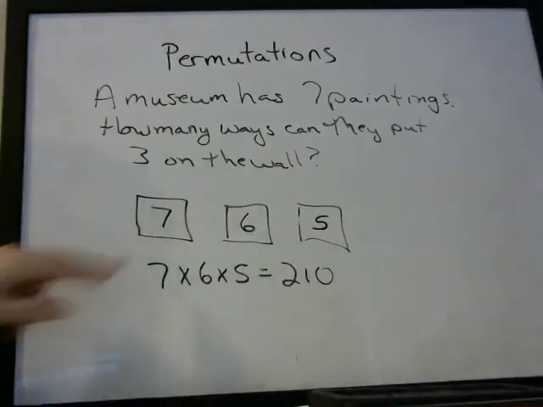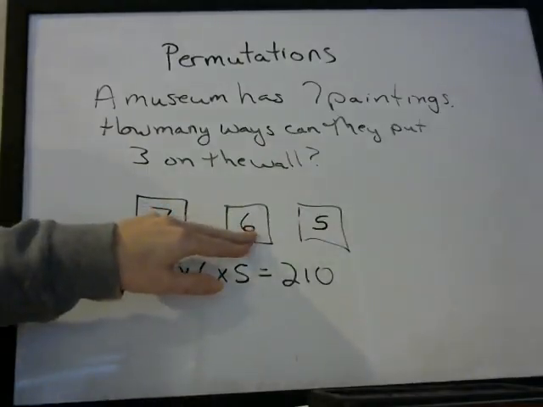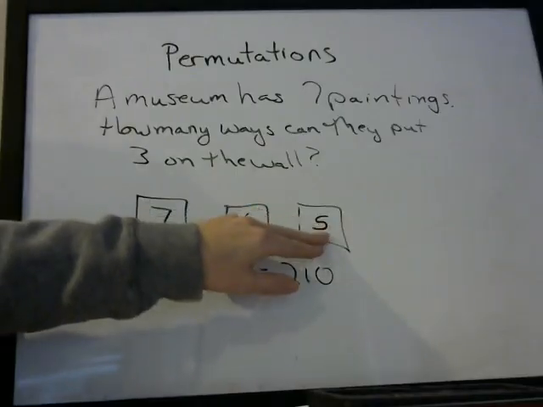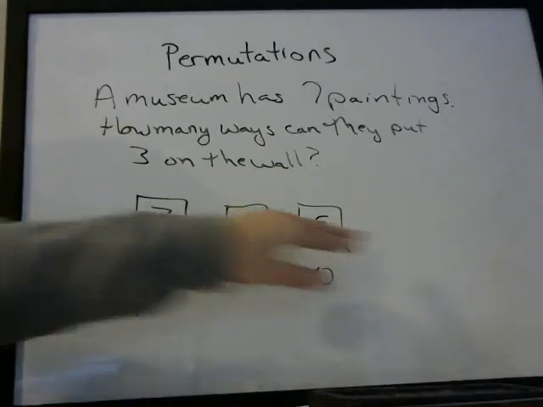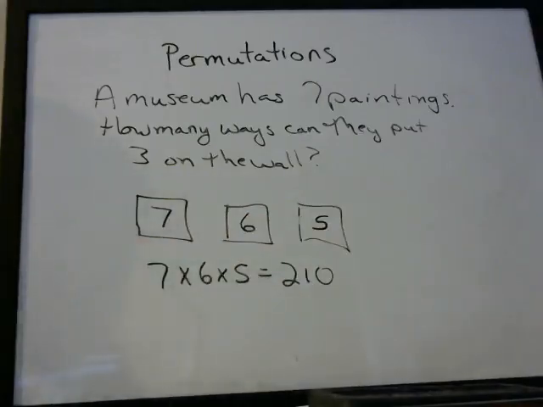But again, think logically. How many can you put in the first spot? Given that, how many can you put in the second spot? Given that, how many can you put in the third spot? And then you're done. You don't have any more spots. And then you just multiply them together and you get 210.